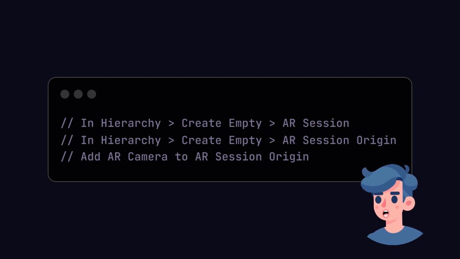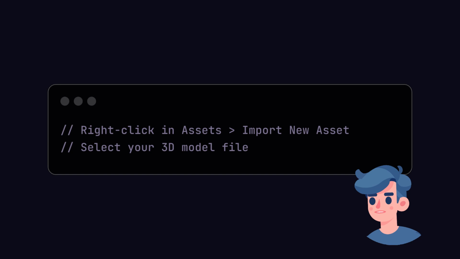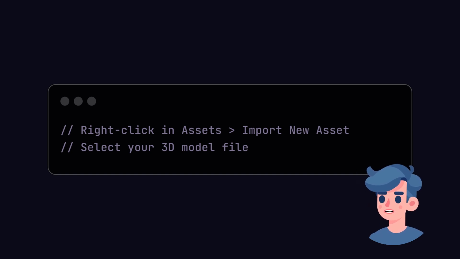Next, we will set up our first AR scene in Unity. Create an AR session and an AR session origin. The AR session manages the AR lifecycle, and the AR session origin handles positioning and scaling of AR content. Once we have those objects set up, let's add some relaxing elements like a 3D model of a calming landscape.